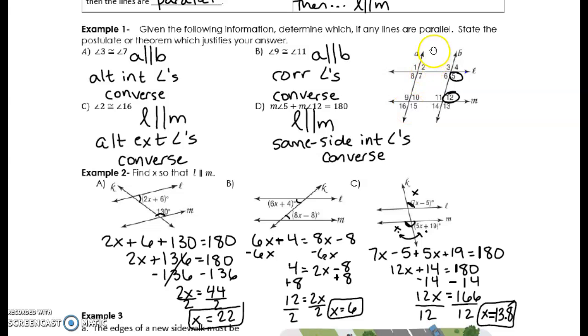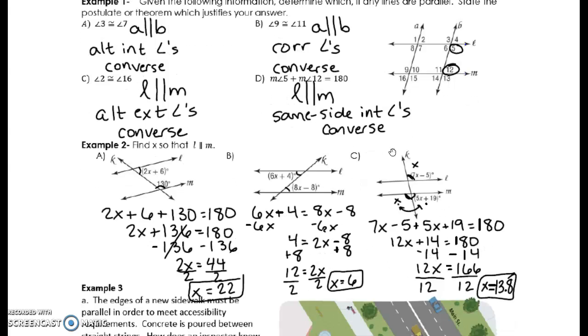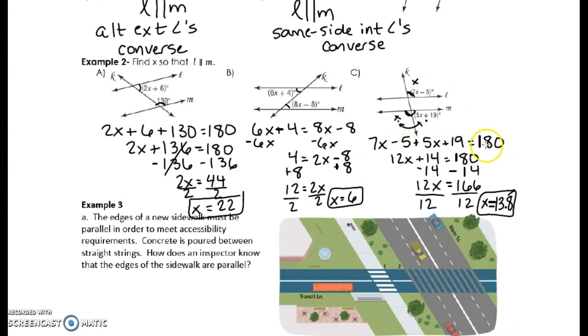You can almost cover up line A here. It has nothing to do with angles 5 and 12, but L and M do. So we know that L is parallel to M, and because they are same side interior angles, the theorem we would use is same side interior angles converse. Then the last thing we did was just set up equations using that.